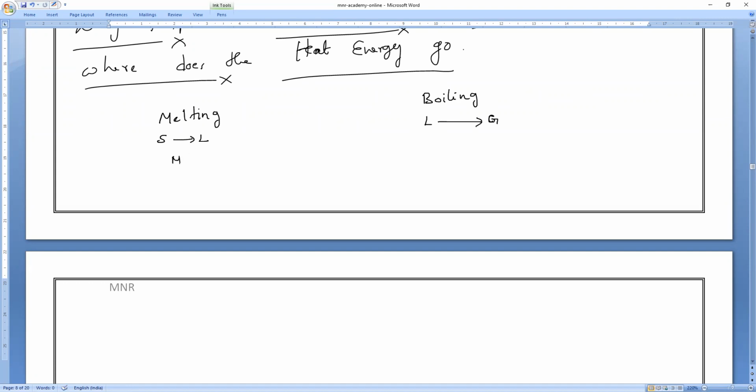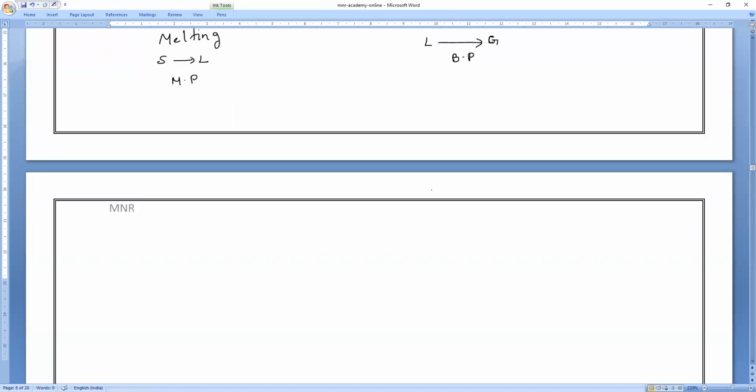Melting will take place at a particular temperature, the melting point. Boiling will take place at a particular temperature. What do we call them, everybody? Melting point and boiling point. Understand? So let us understand, everybody. If you notice very carefully, for example, I have a solid substance and I start heating it. Let me take some solid whose melting point is something.